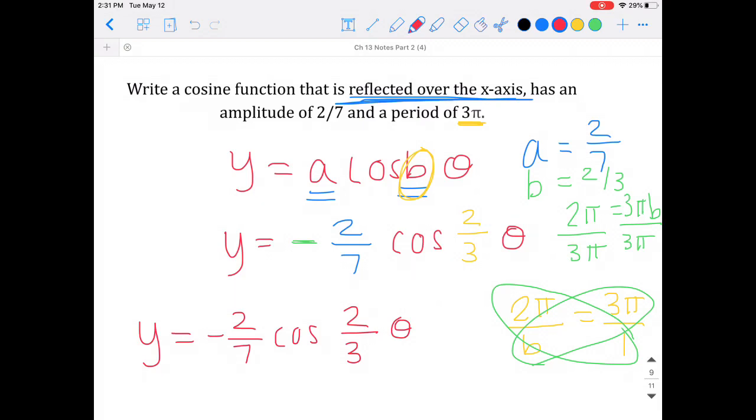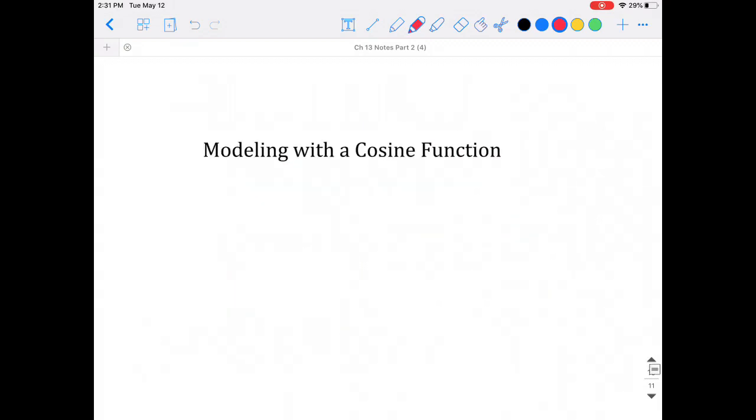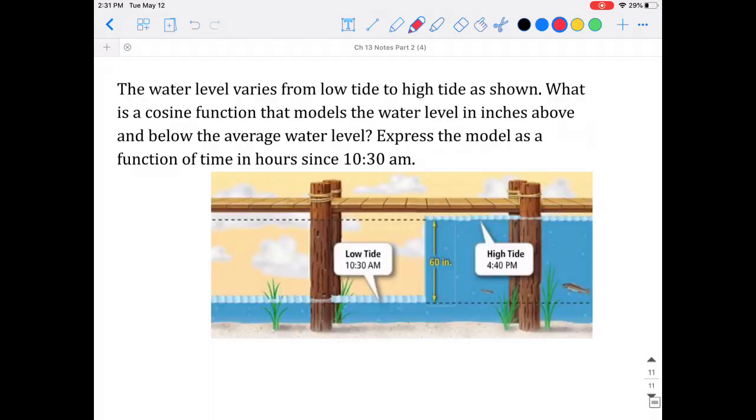And now for the last type of example for this section, modeling with a cosine function. So the last example is going to be a word problem. The water level varies from low tide to high tide as shown. What is a cosine function that models the water level in inches above and below the average water level? Express the model as a function of time in hours since 10:30 a.m.